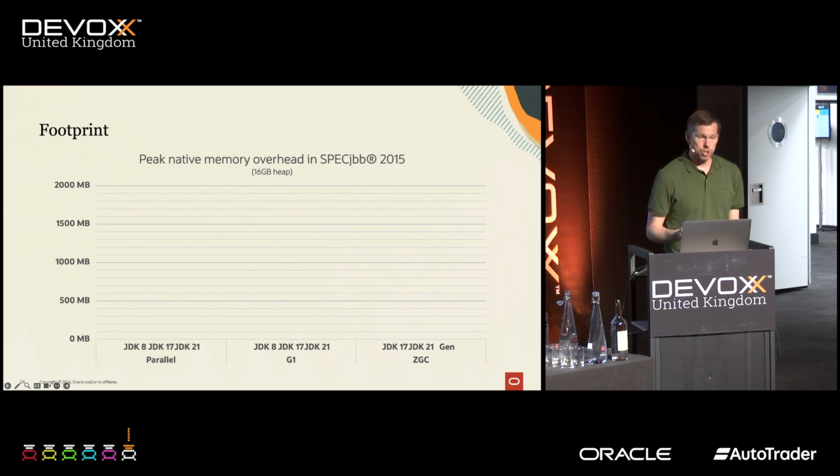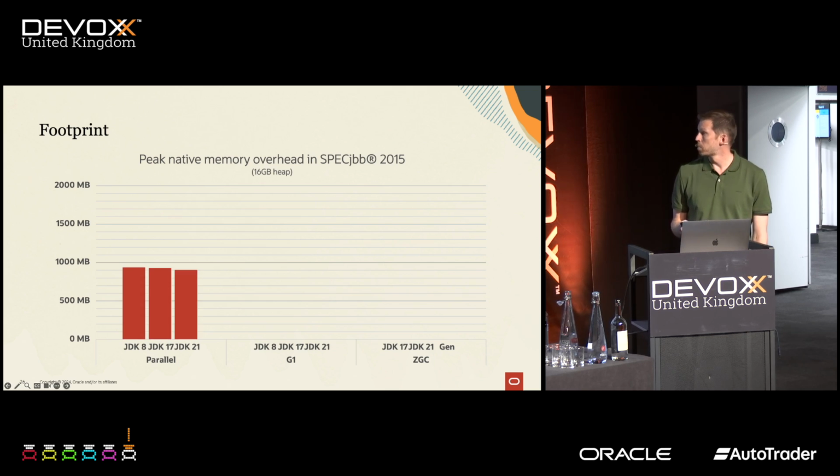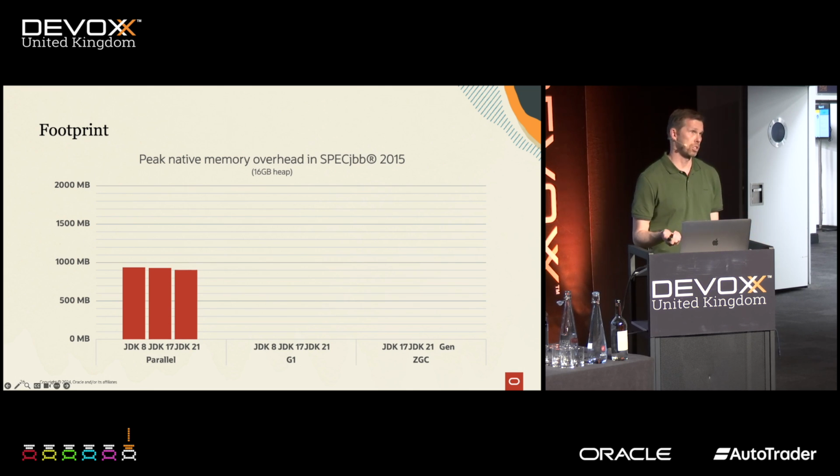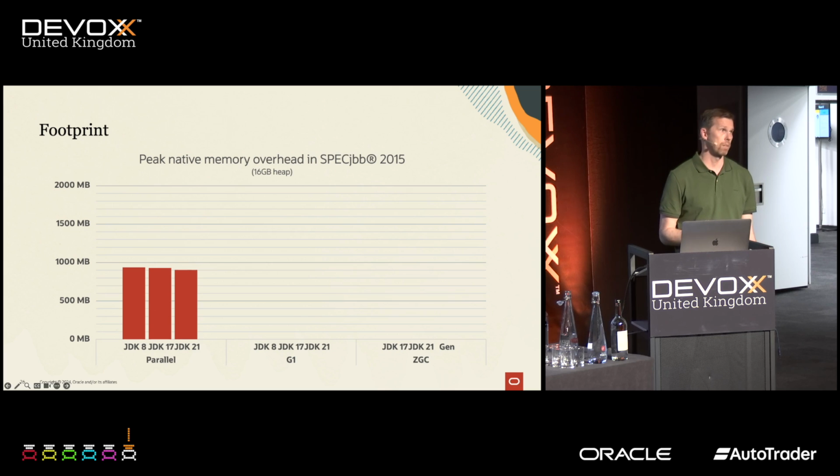The last thing I want to show from SPECjbb is the footprint. And here we're looking at the peak native memory overhead. And for parallel, not a lot has changed in this area. Parallel was pretty efficient in JDK 8, and we haven't spent a lot of time trying to improve parallel. Now we actually have ideas on how to improve parallel in this area, but since it wasn't a problem in the past, we haven't worked on that yet.